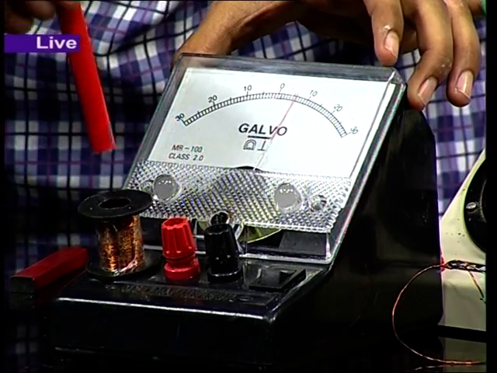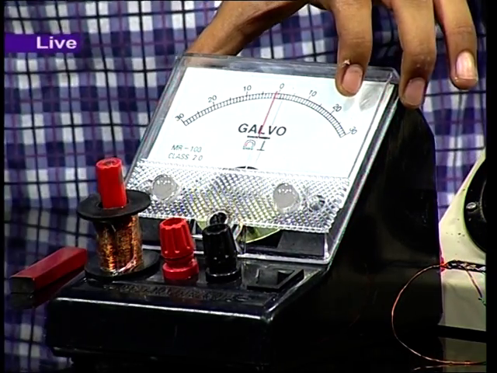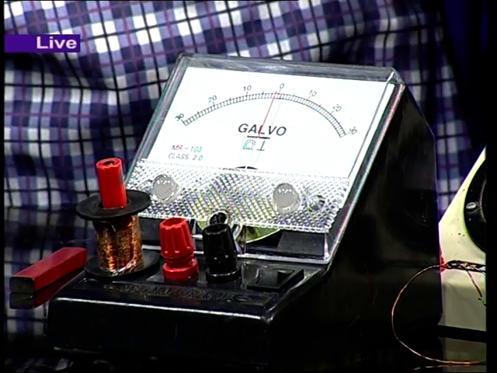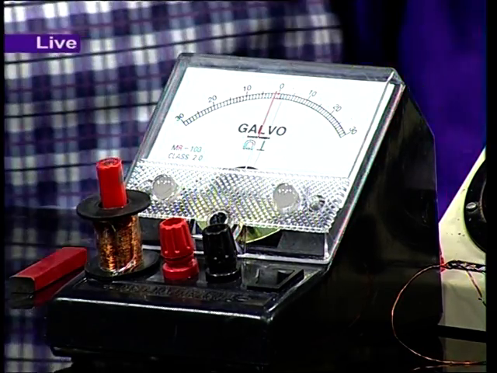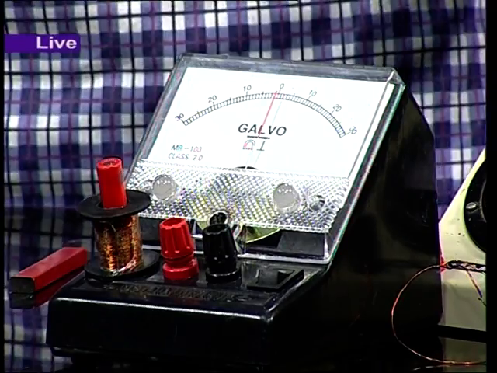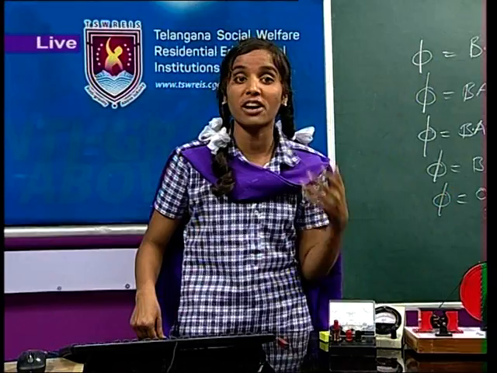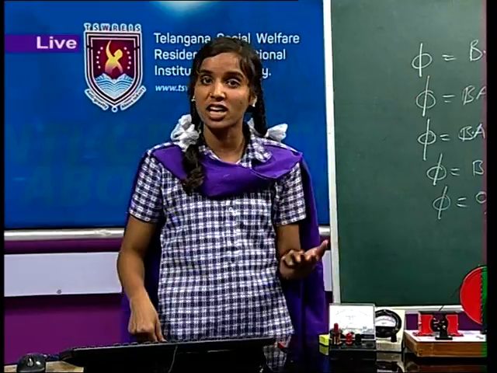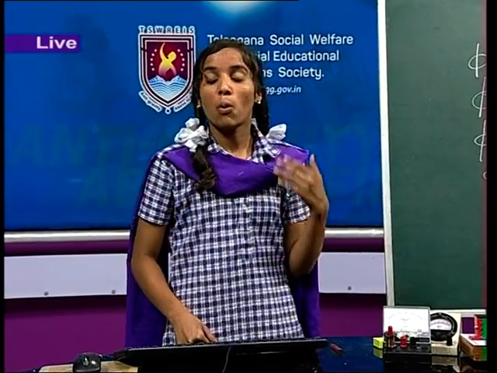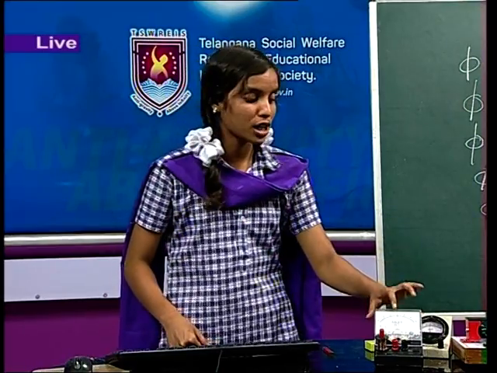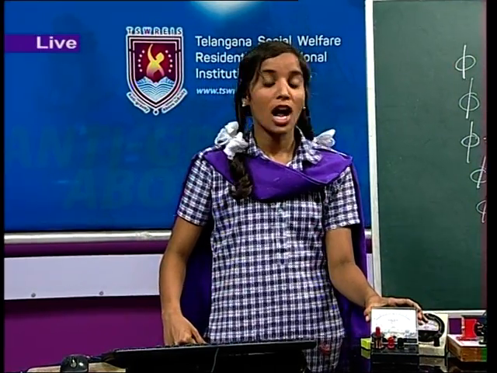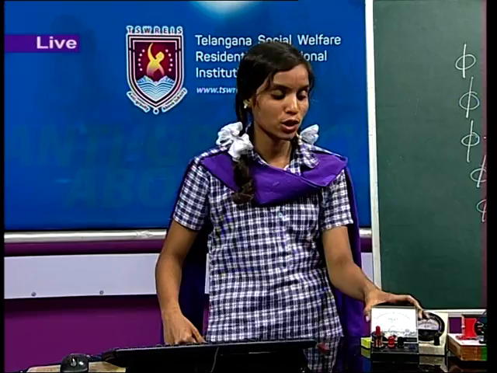So when I inserted the bar magnet, it showed deflection towards the right. So we can say that this experiment is quite opposite to the previous experiment. Why? Because when I inserted the south pole, friends, in which direction was the deflection? Yes, when I inserted the south pole, the direction was towards the left, but now it is quite opposite. That is, now the direction is towards the right.